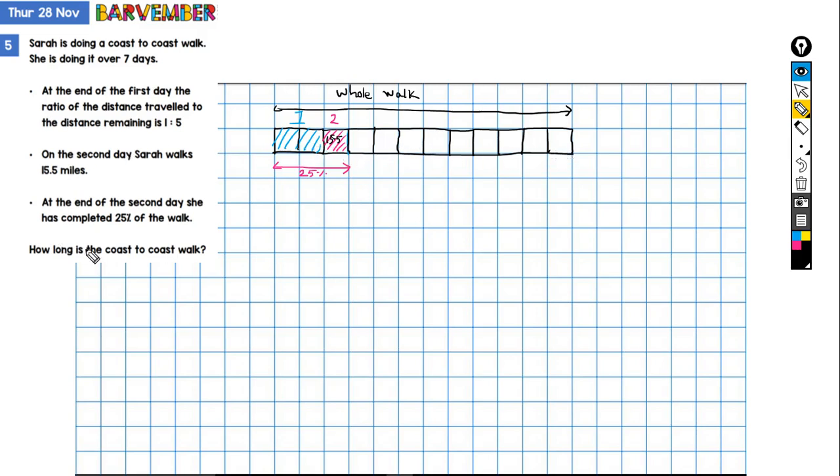Okay, and we're asked how long is the coast to coast walk, so the entire walk from beginning to end. Well, then we must have to do 15.5 times 12, which gives us 186 miles. Okay.